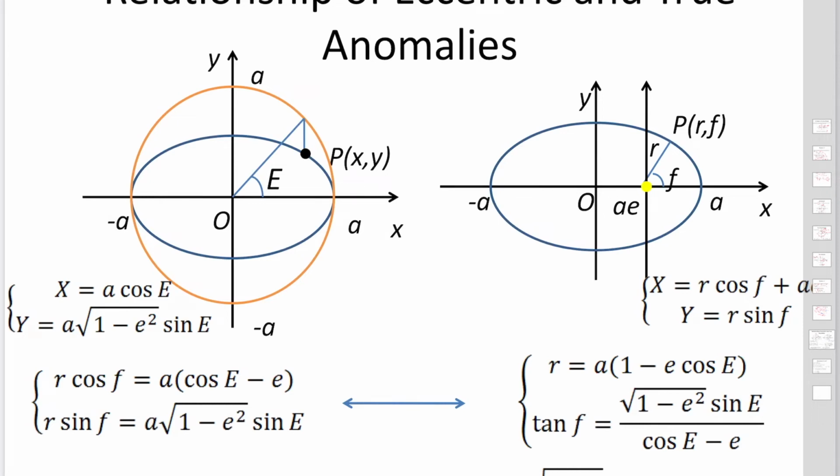As I explained, eccentric anomaly and true anomaly are related with these equations. Eccentric anomaly is written this way, and if you use the true anomaly, this equation. So if you compare x and x, you have these equations. For the y coordinate, we have other equations.